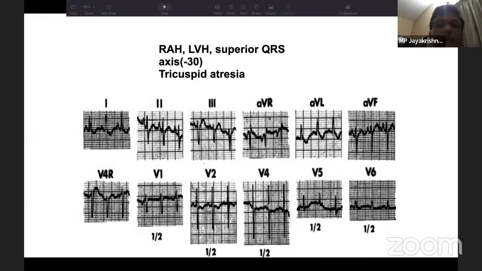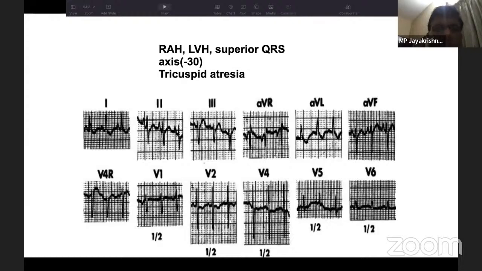If you look at the P waves, you can see in lead 2, just concentrate on lead 2. Tall P waves are there. More than 3 millimeter tall P waves indicate right atrial hypertrophy, and that is there in this.